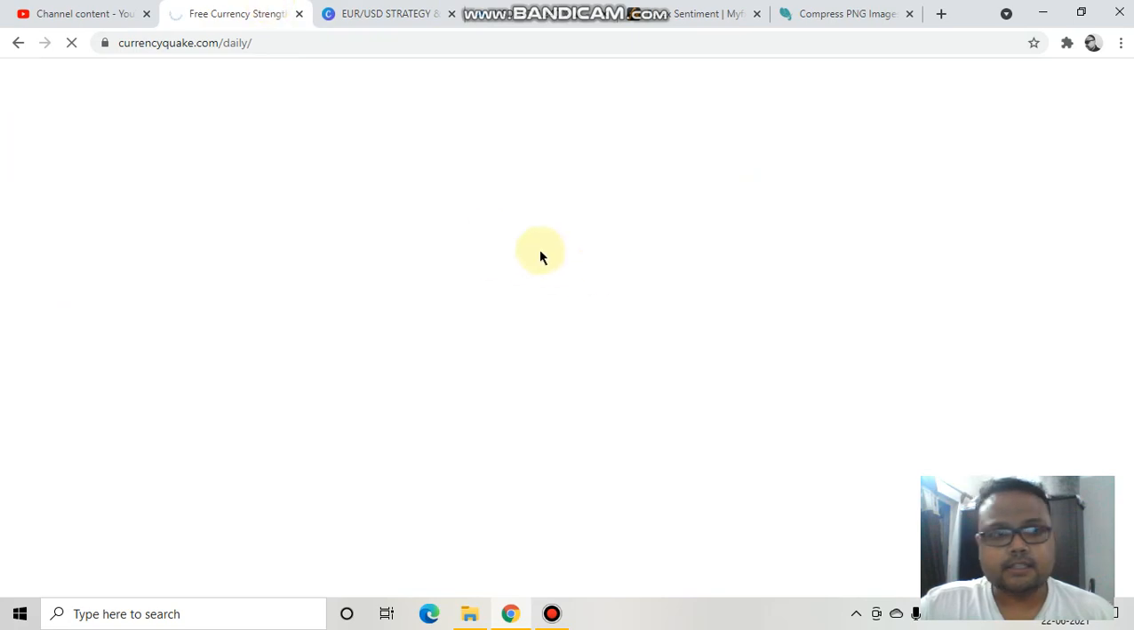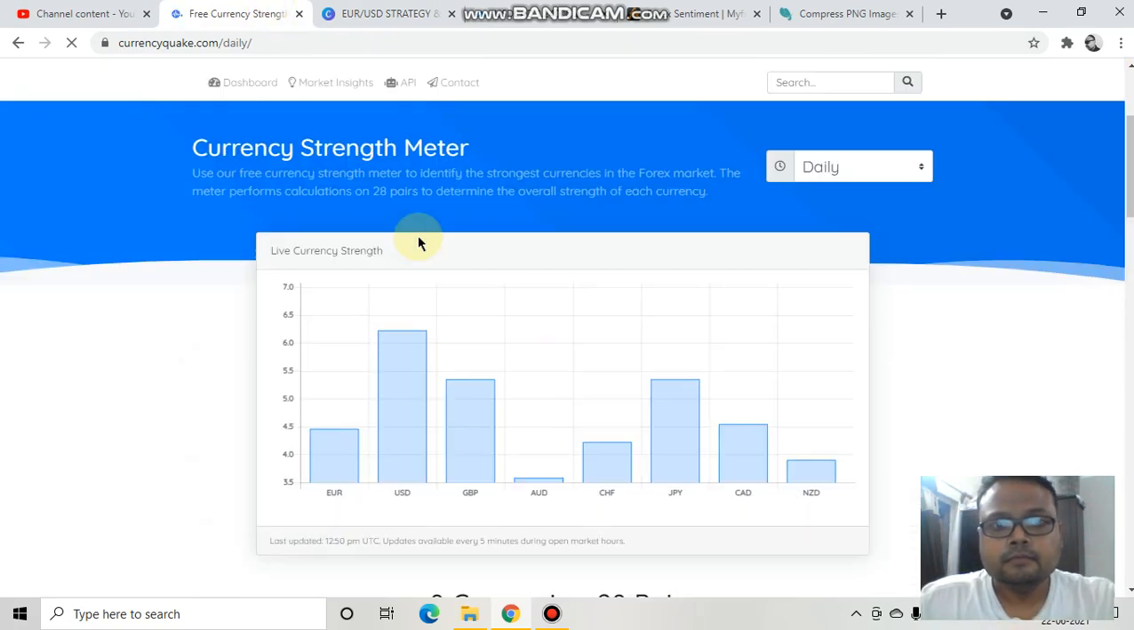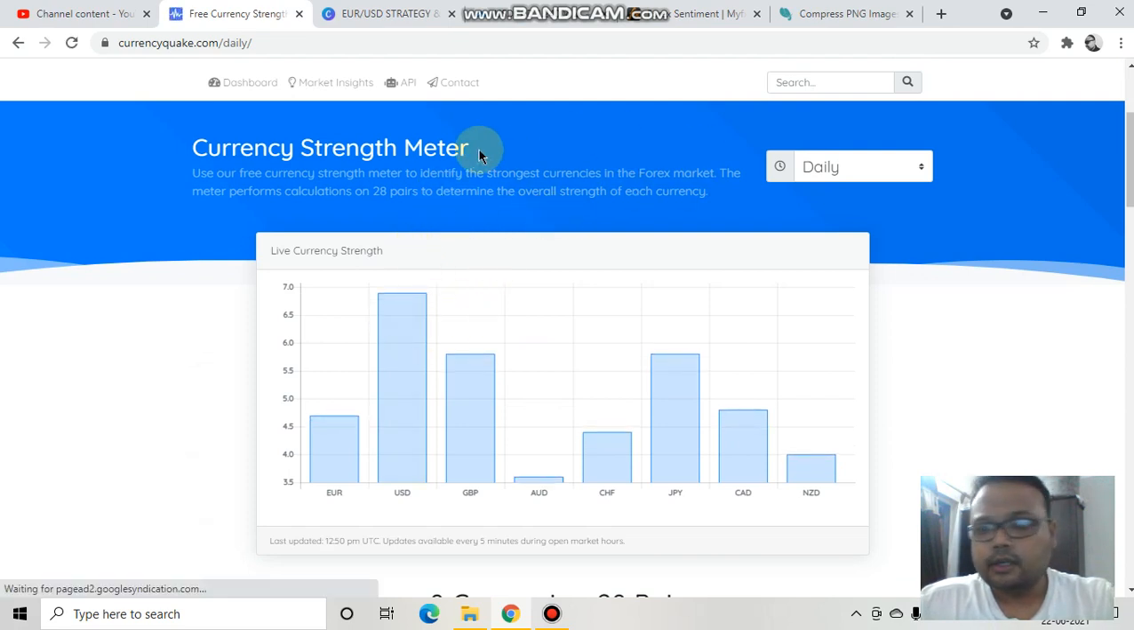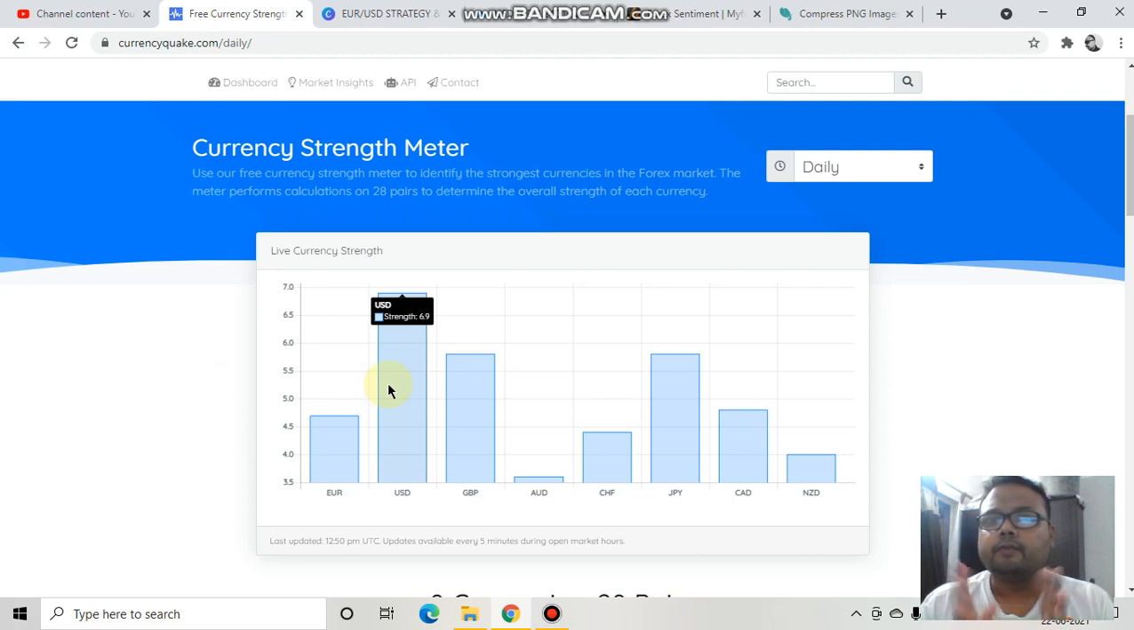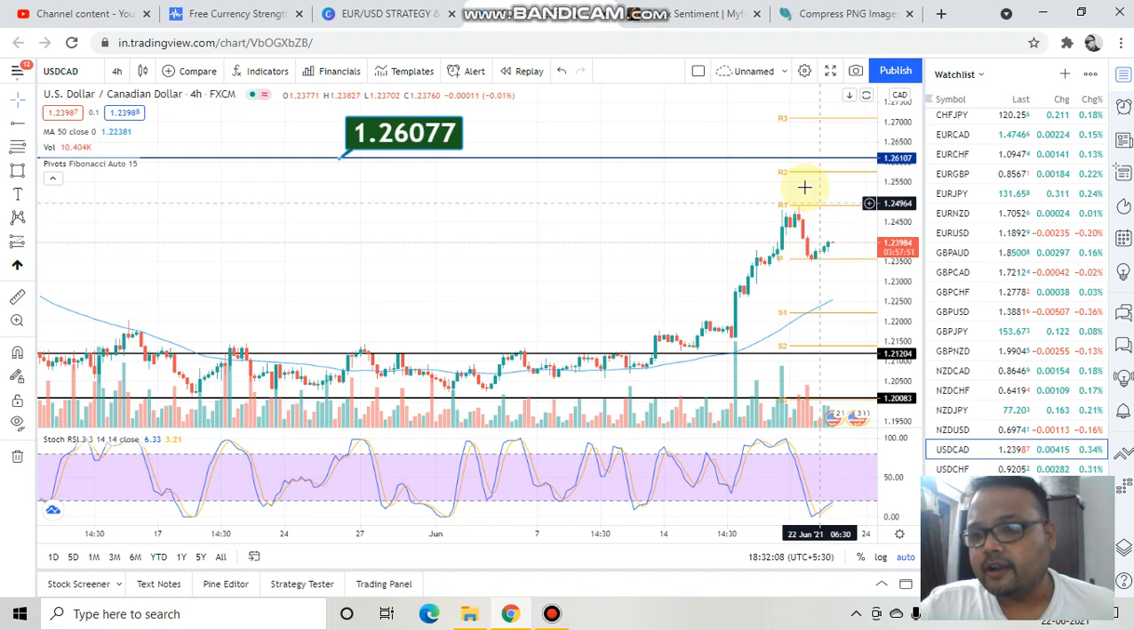And this is the currency strength meter. In the currency strength meter also, you can see that among all the other currencies, the dollar is the strongest. Yes, the dollar is standing tall. Therefore, considering the overall strength of the US dollar, we should only look for buying opportunities. And the chart is also telling us the same story. The chart also looks very bullish.